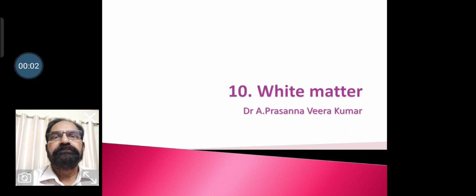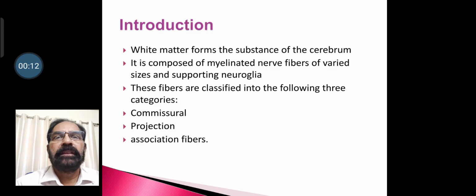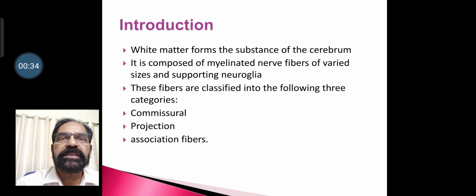White matter. In this video we will be describing the white matter of the cerebrum. White matter forms the substance of the cerebrum. It is composed of myelinated nerve fibers of varied sizes and the supporting neuroglia. These fibers are classified into three categories, that is commissural fibers, projection fibers and association fibers.